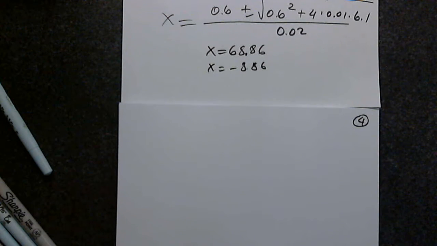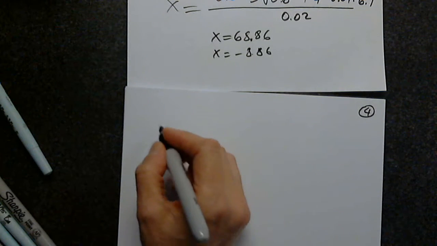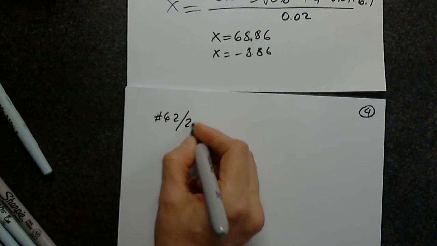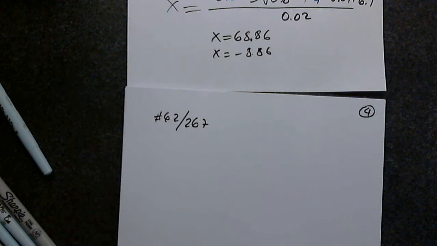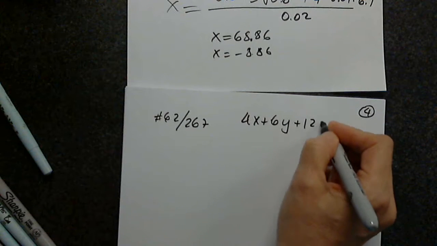We had a problem in which we were given two ordered pairs, and we are asked to find the equation of the line. This is all review from previous courses. There is nothing new here for you. And let's just graph a function or equation, let's say 62, on page 267 before we move on. And the equation is 4x plus 6y plus 12 equals 0.